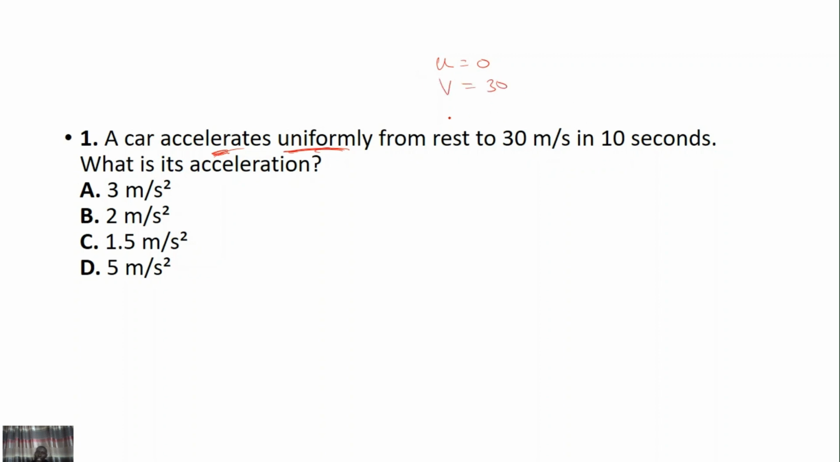Okay, and we are given the time t is equal to 10 seconds. Now we have u, we have v, we have t, and we are asked to calculate the acceleration. So which of the equations will fit this? You see that it will be the first equation, which is v equals u plus at, and this will be 30 equals 0 plus a times 10, right? And a will be equal to 30 divided by 10, equal to 3. So the correct answer is 3.